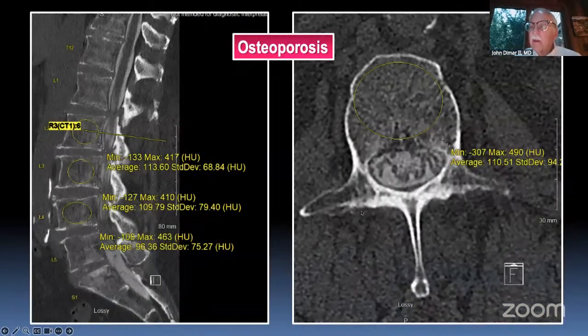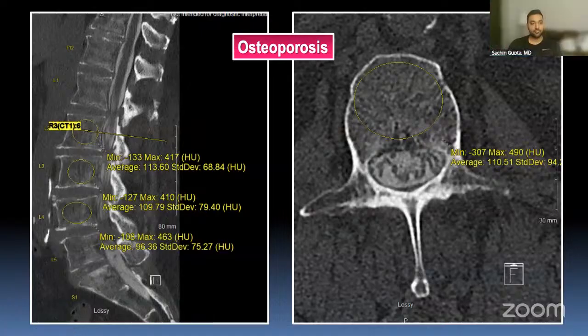And so here are the Hounsfield units. As we've talked about before, we routinely measure these on our patients, and hers ranged from the high 90s to the low 100s. We measure them on the sagittal and the axial cuts as well.